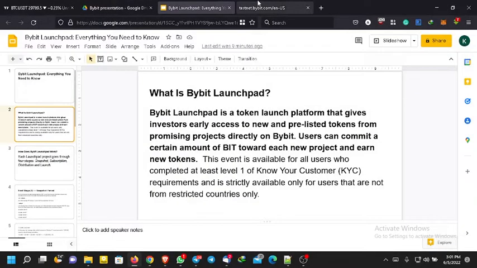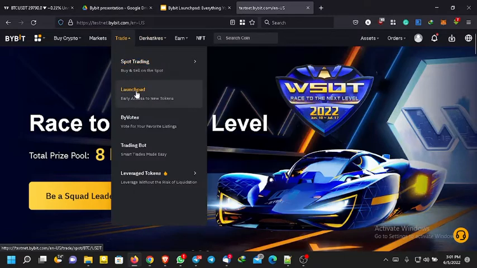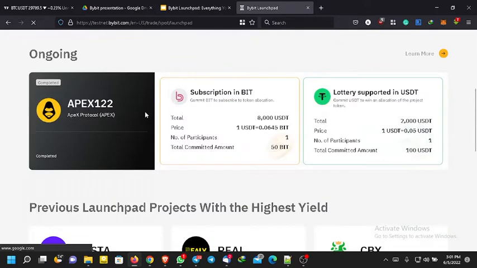So you can find the Bybit Launchpad on your main account at Trade. Go to Launchpad, then you decide which project to participate in. This one is completed, but if you were to participate right now, there are two options to subscribe, using BIT or your USDT via a lottery.